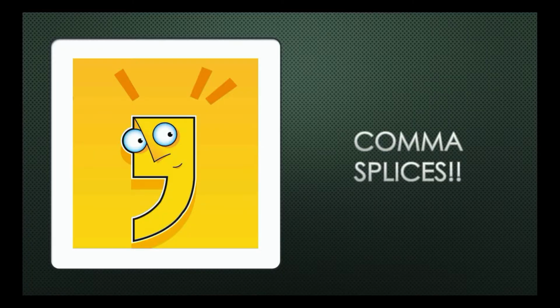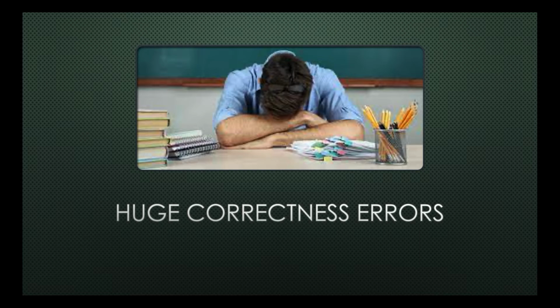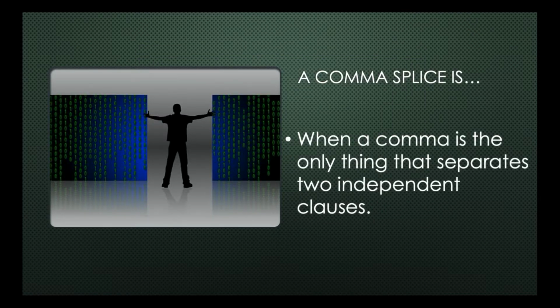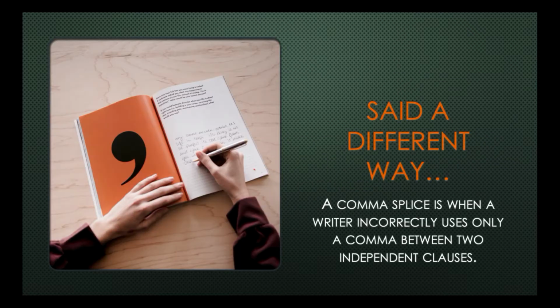Comma splices. Just like sentence fragments, comma splices are considered to be huge correctness errors, so it's important that you can identify them and then fix them. A comma splice occurs when a comma is the only thing that separates two independent clauses. Said a different way, a comma splice is when a writer incorrectly uses only a comma between two independent clauses.